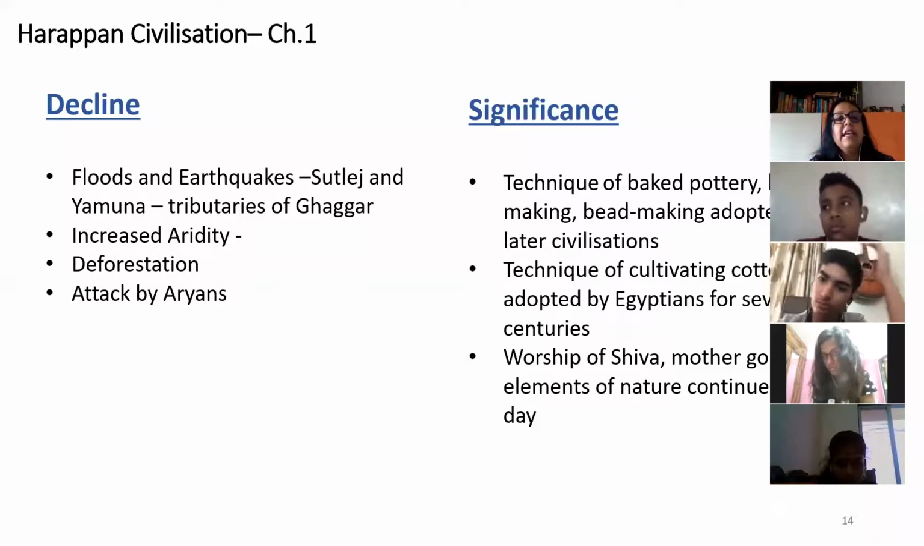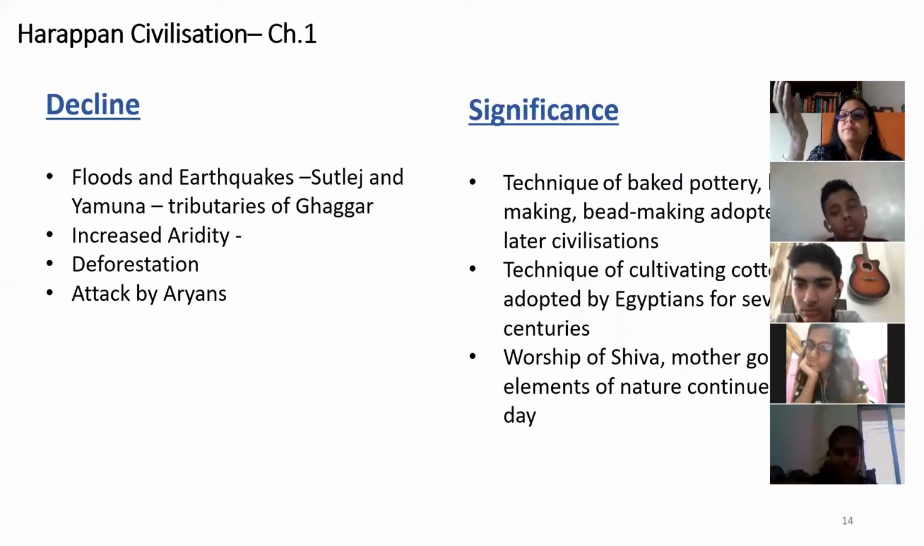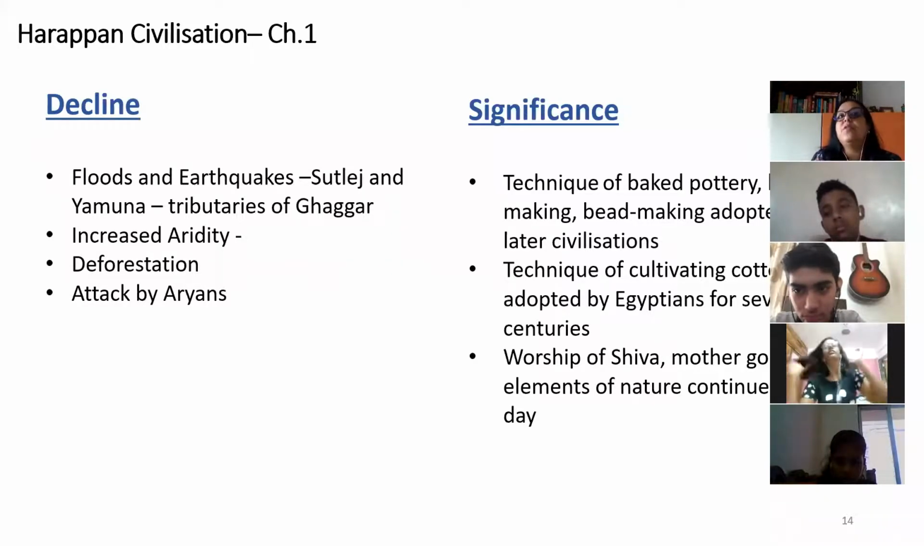Whenever earthquakes happen, we know that the shape of the earth changes. With these floods and earthquakes, the river bed got shaken, and the way the river bed was changed. The floodplain rose up.